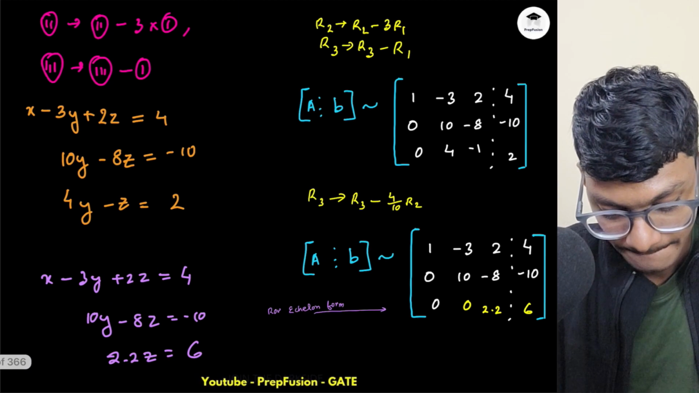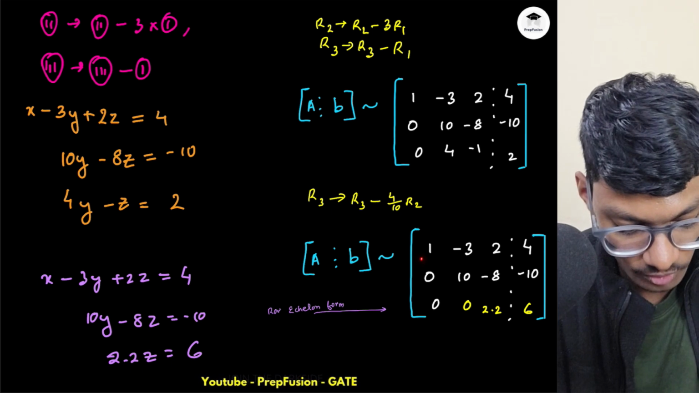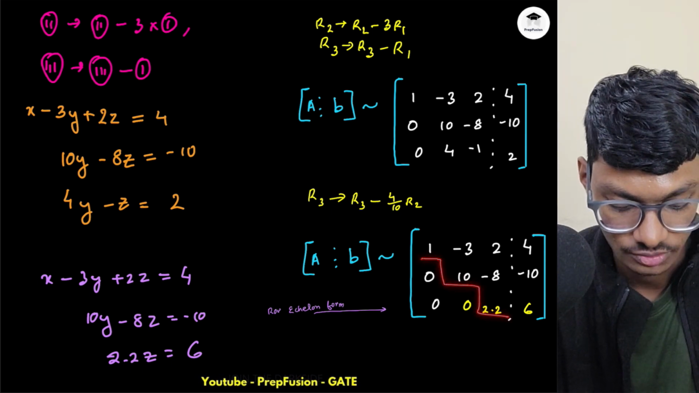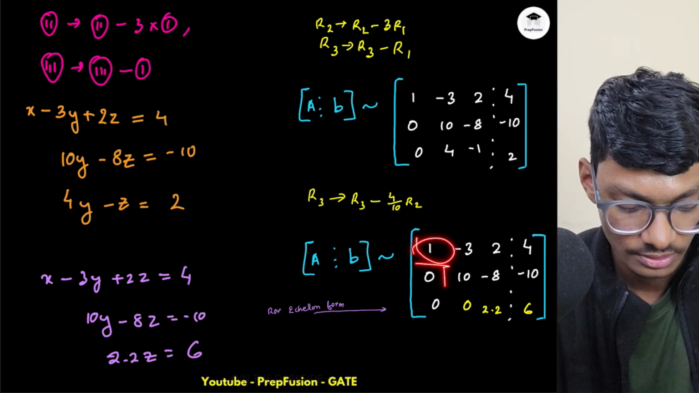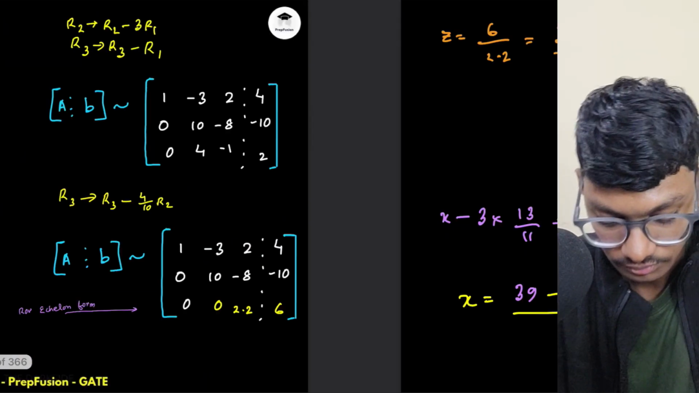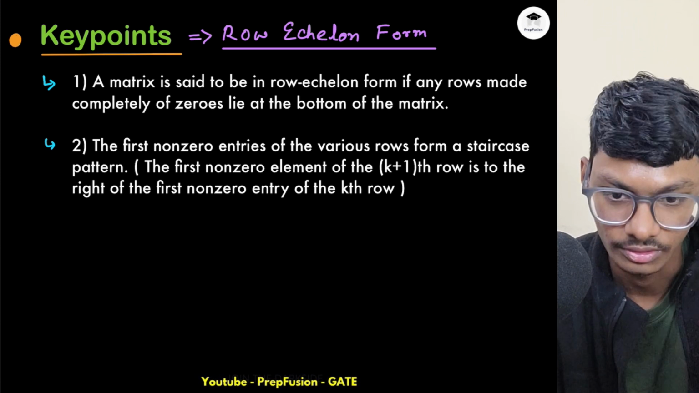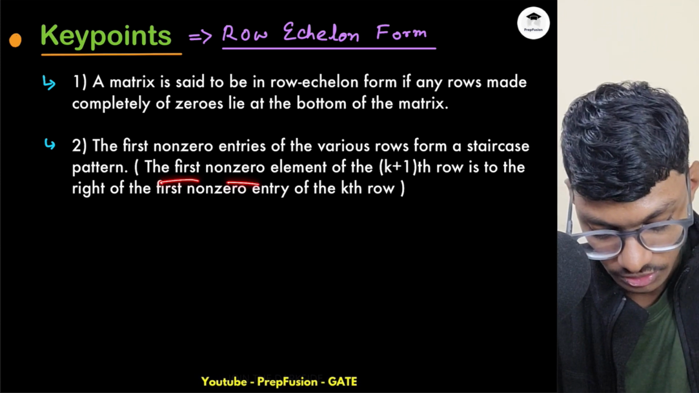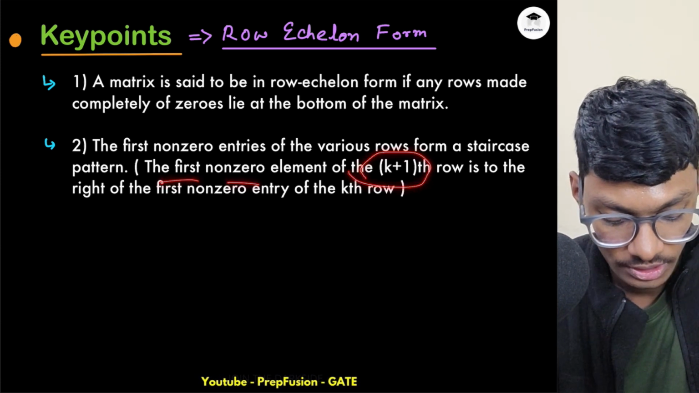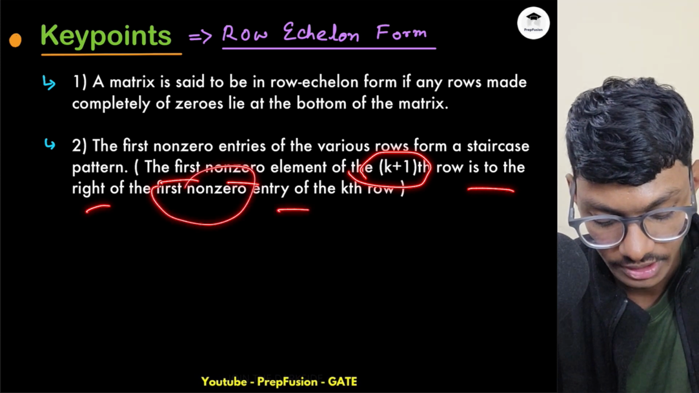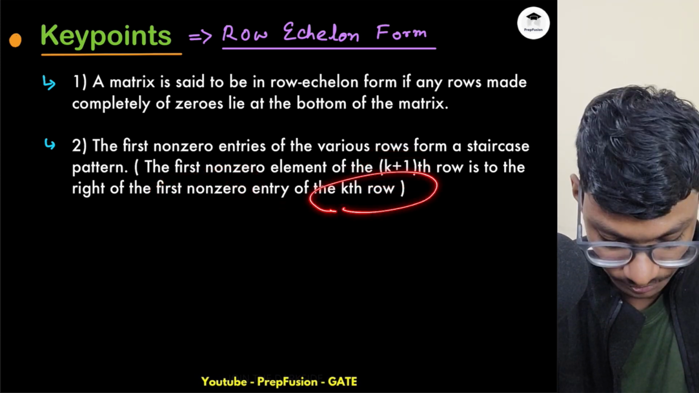So here, if you observe it carefully, they are forming a staircase pattern. The first non-zero entry should form a staircase pattern. Obviously you will not understand this; we will do more examples and then you will understand. That is, the first non-zero element of the k plus ith row is to the right of the first non-zero entry of the kth row.